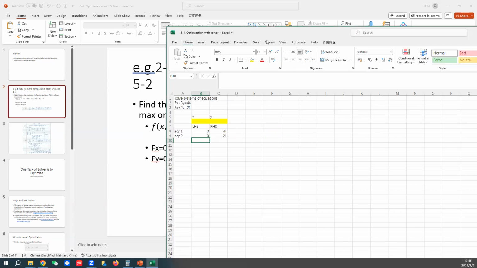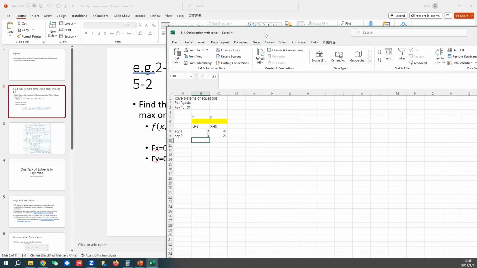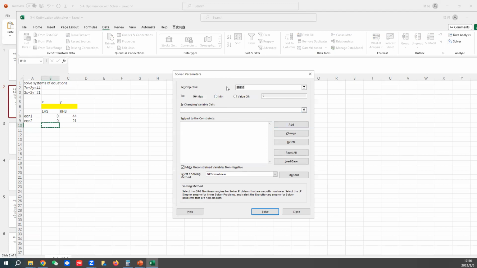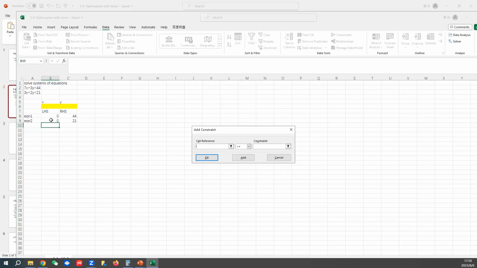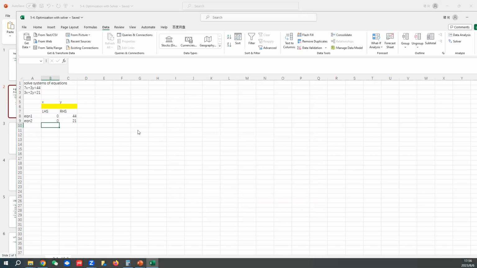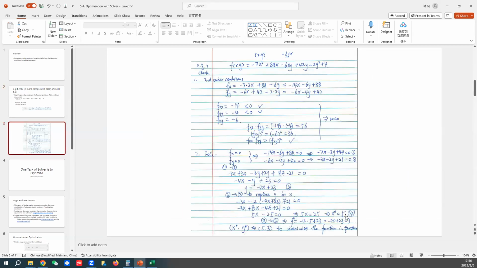And then what you need to do is use Data, Solver. Set the objective, the first equation, equal to the value of the right-hand side of the equation by changing x and y, adding the constraint that the left-hand side of the second equation just equals the right-hand side of the second equation. And you hit solve, and it solves the result, which is 5 and 3. That is the same as what we calculated by hand.